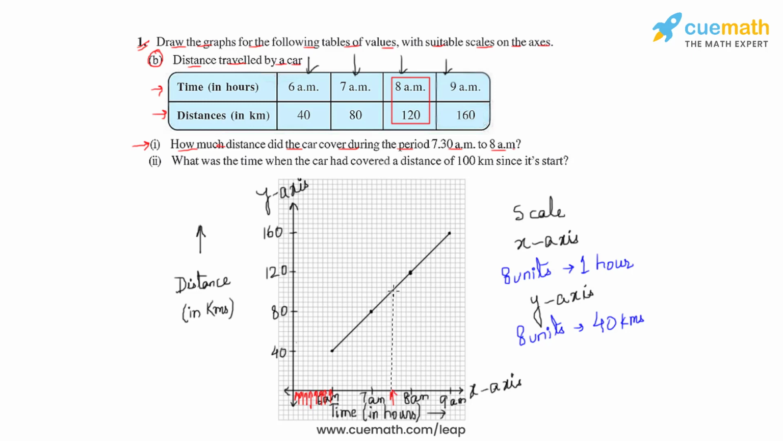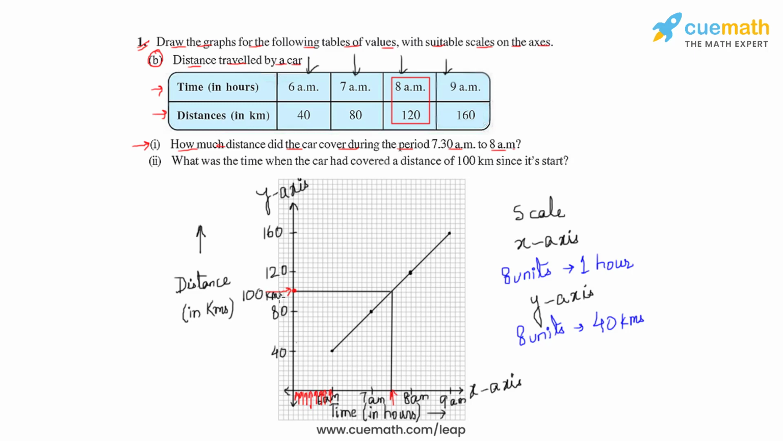distance, we'll have to intersect this line at this point, and this point represents this point on the y-axis, which is this. If you observe this point, it is exactly in the middle of 80 and 120. Hence we see that at 7:30 a.m. the car will cover 100 kilometers.